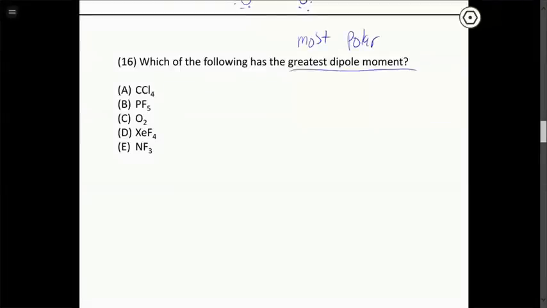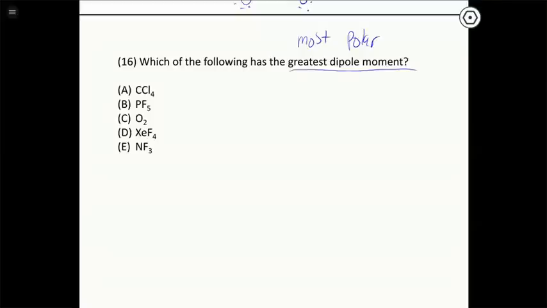Okay, so for the polarity of molecules that we're talking about here, we need to think about both the polarity of the bonds themselves as well as the geometry. It comes down to both things. There's a table in the notes that I gave you back then that summarizes all of the different geometries and whether they're polar or not.